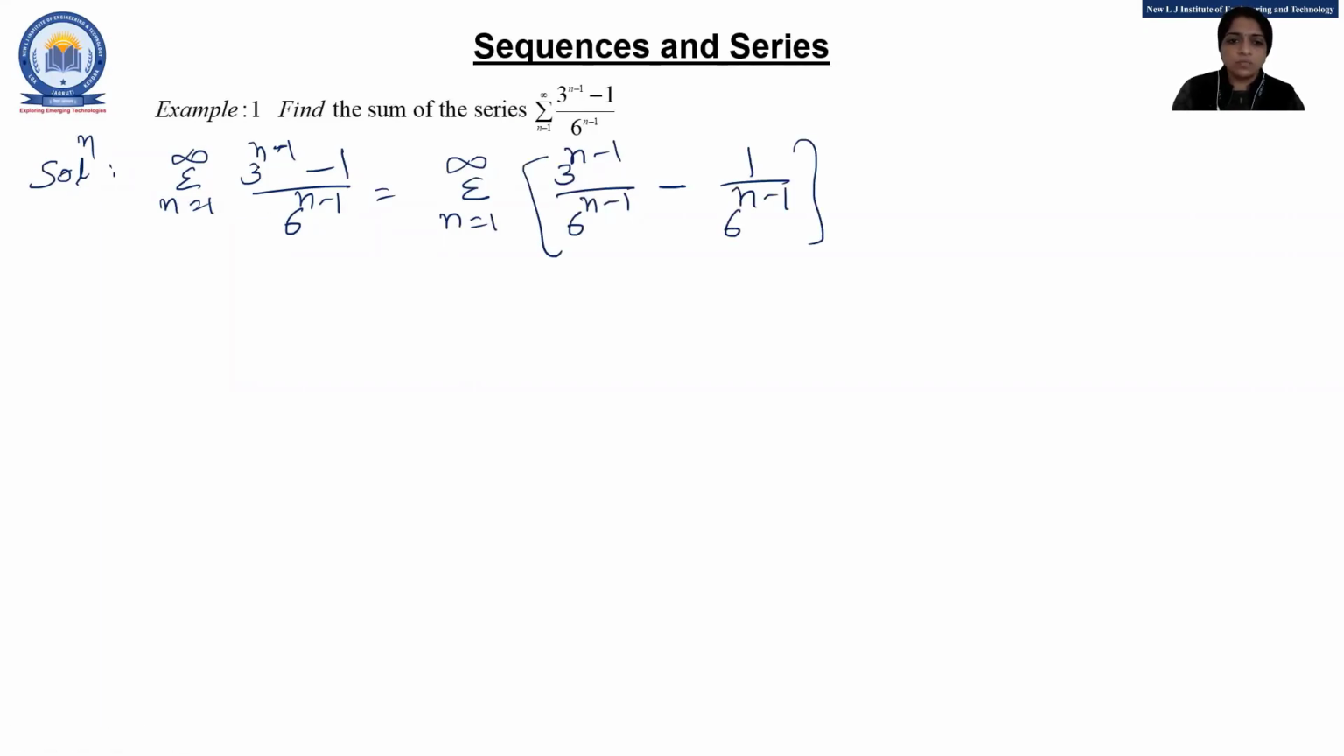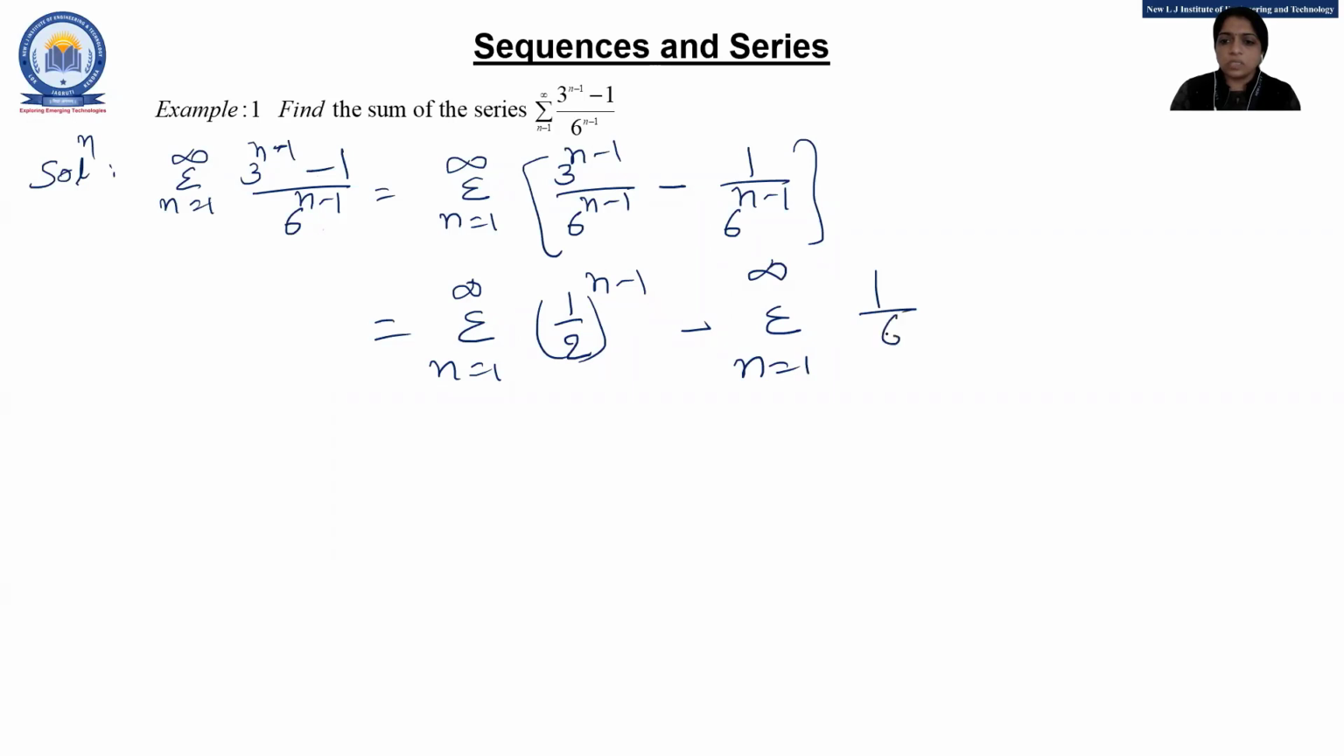So here, first term upon denominator minus second term upon denominator. Now I simplify this again: summation n equals 1 to infinity. See, the power is the same, so this is 3 by 6, so I put here 1 by 2 raised to n minus 1, minus summation n equals 1 to infinity of 1 upon 6 raised to n minus 1. Students, do you have any doubt about this step? If you have any doubt, please let me know in the chat box. Then we'll move to the next step.